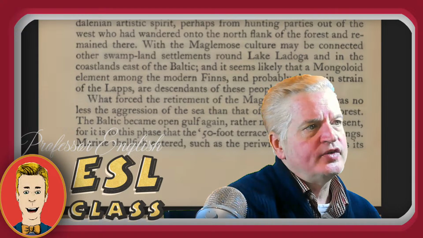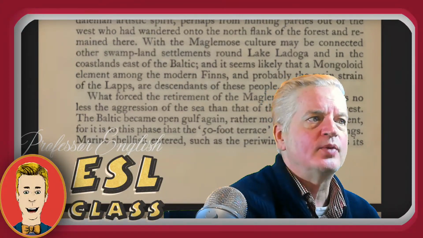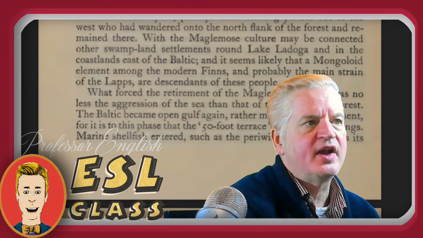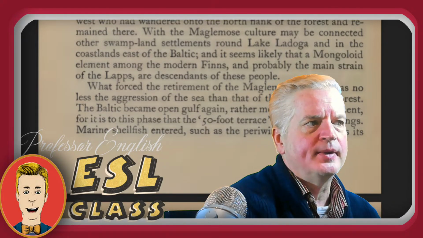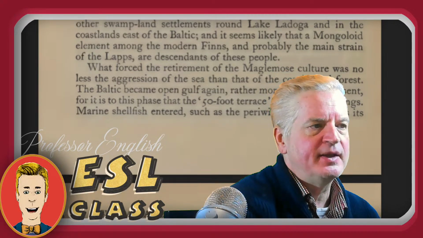With the Maglemose culture may be connected other swampland settlements round Lake Ladoga and in the coastlands of the East Baltic, and it seems likely that a Mongoloid element among the modern Finns, and probably the main strain of the Lapps, are descendants of these people.